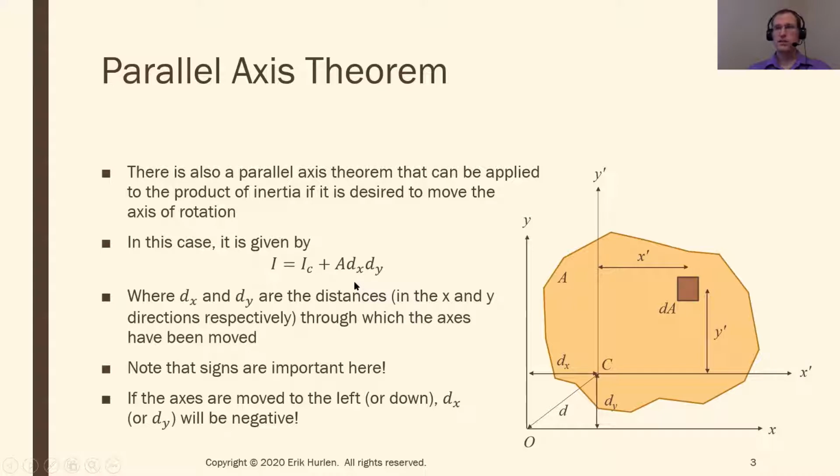One big difference in this case is that previously, it didn't matter whether you moved it left, right, up, or down. Those distances were always squared, and so it always ended up being a positive number. In this case, it could be positive or negative, because if x goes to the right, dx is positive. If x goes to the left, dx is technically negative. Same thing for dy: if it goes up, it's positive, down is negative. So you could end up with some negative values there. So your product of inertia could be less than the centroidal one, which is different than the actual moments of inertia that we saw last class.